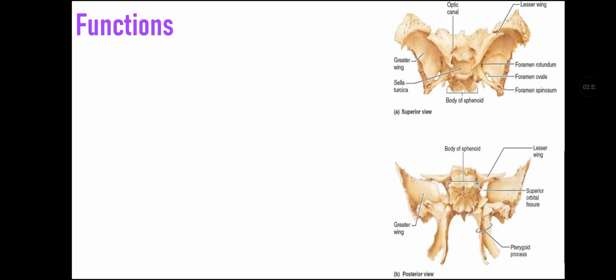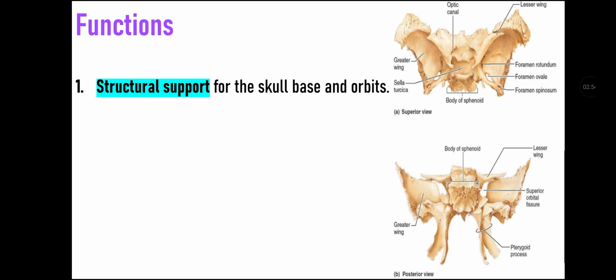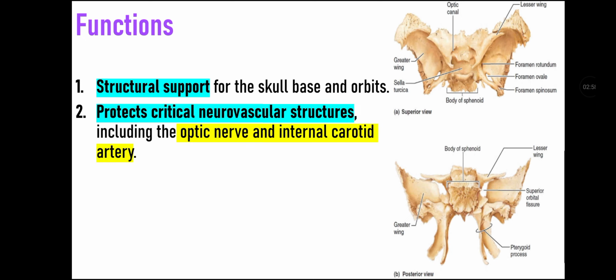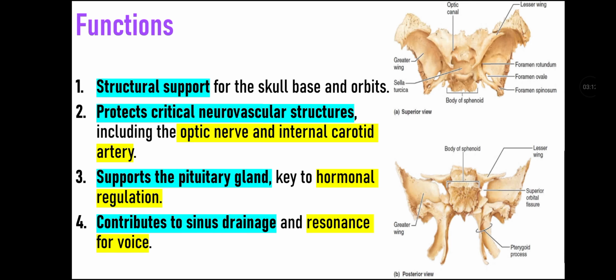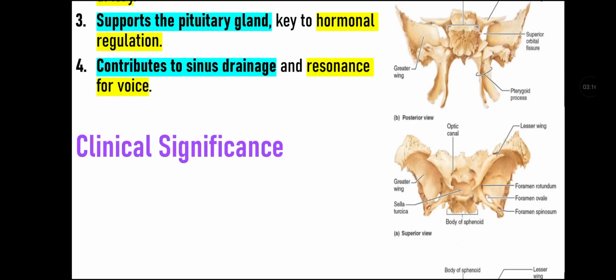Now let's talk about functions of sphenoid bone. The first is structural support. It provides structural support for skull base and orbits. Second is it protects critical neurovascular structure, including the optic nerve and internal carotid artery, as it passes through it. Third is it supports the pituitary gland, that is the key to hormonal regulation. Next is it contributes to sinus drainage and resonance for voice.